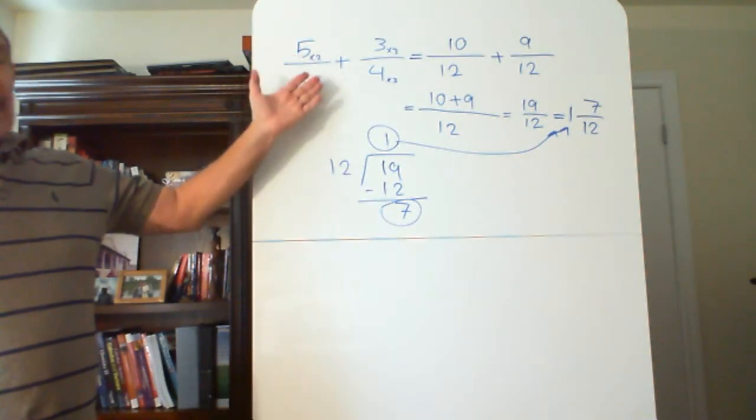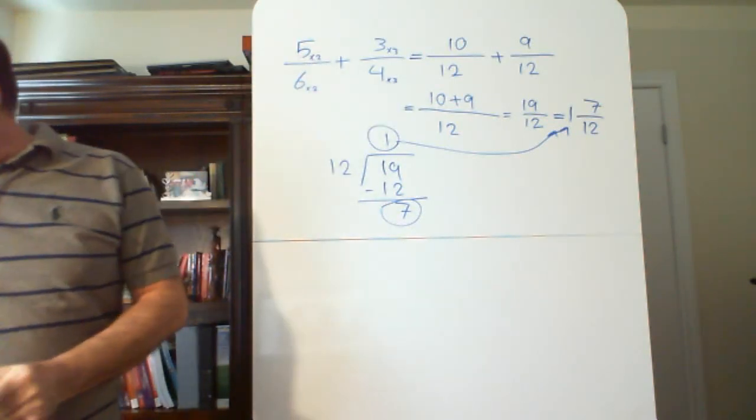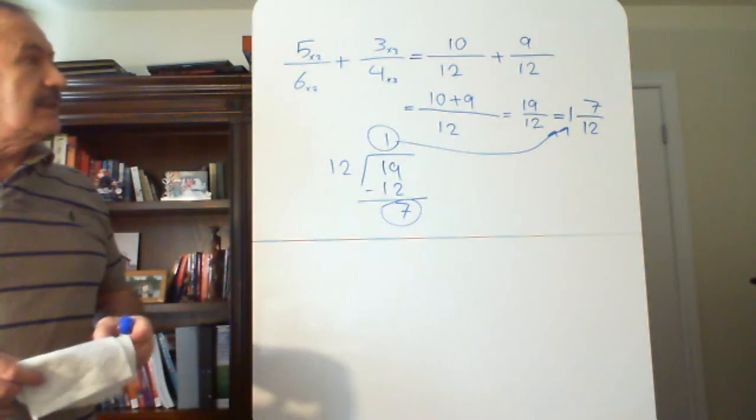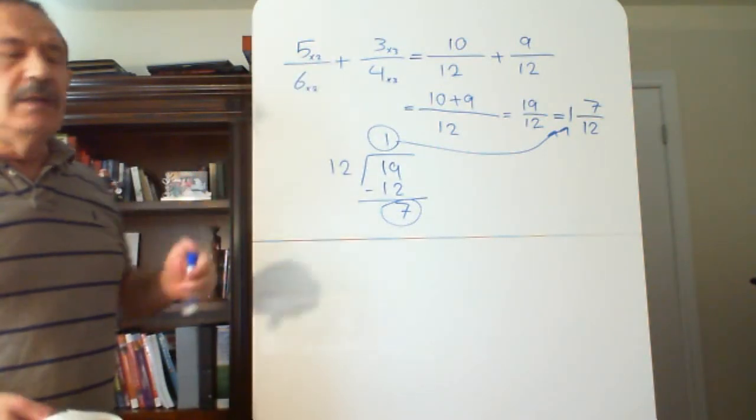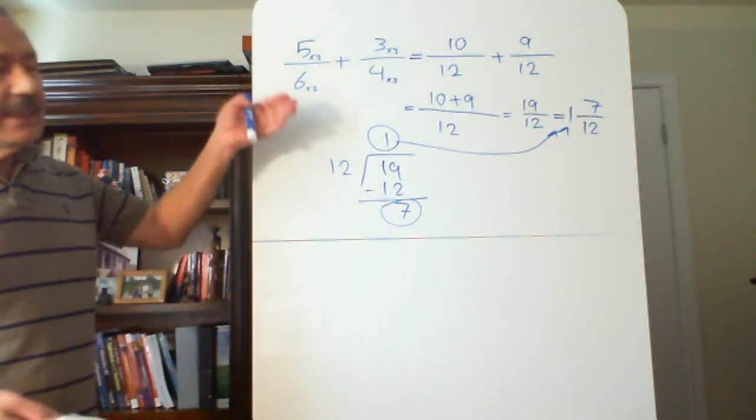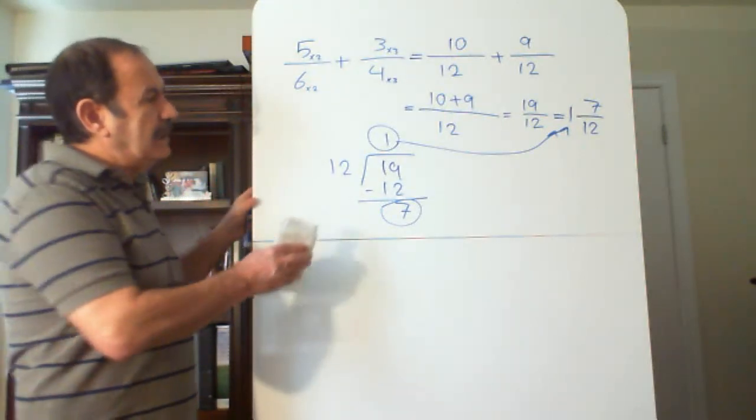So this one was the addition of fractions with different denominators and the same sign. Both are positive. Let's do the same thing with a negative sign.